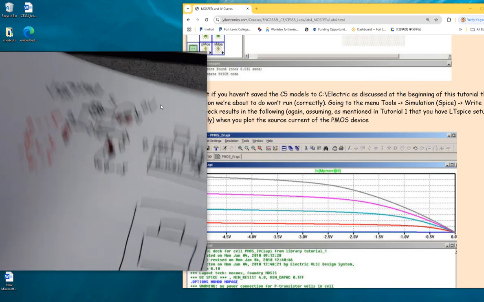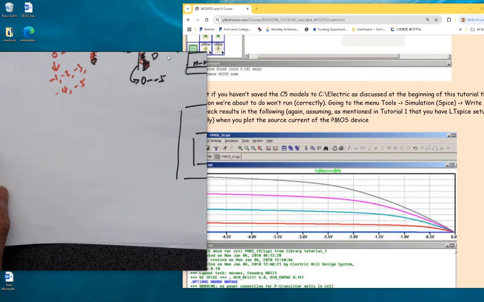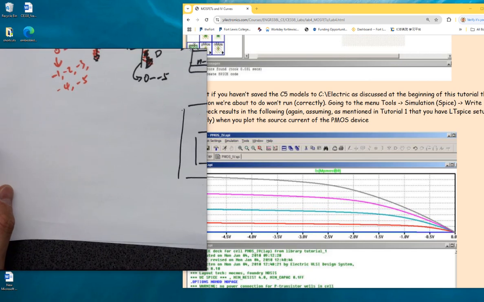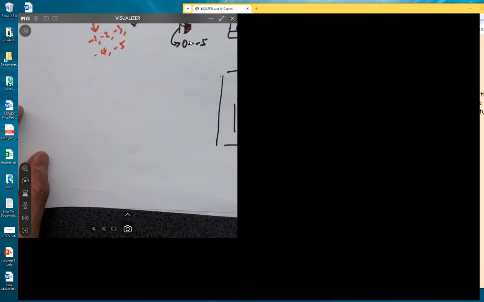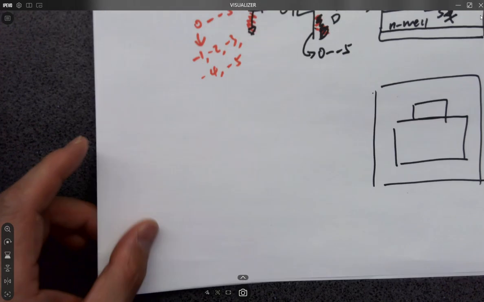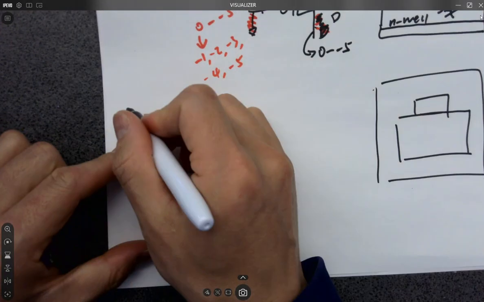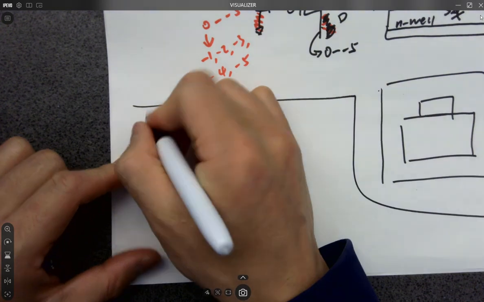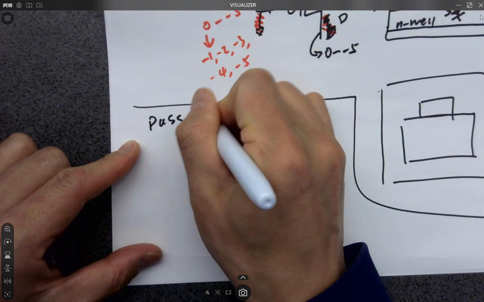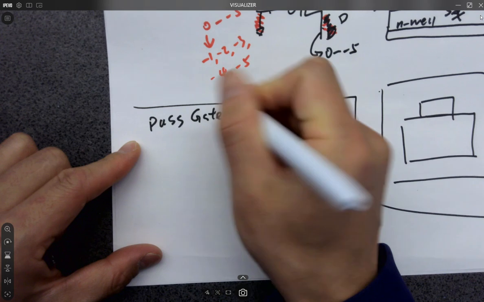One more thing here, also very important. It turns out that we can use PMOSes and NMOSes as pass gates. You'll see this a lot in the future. Pass gates.